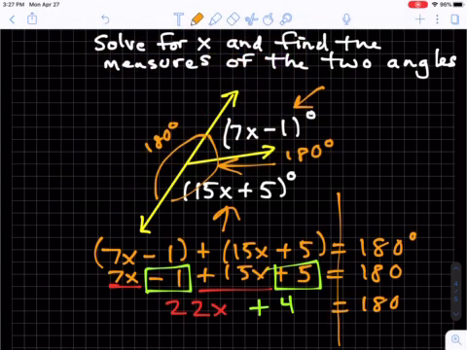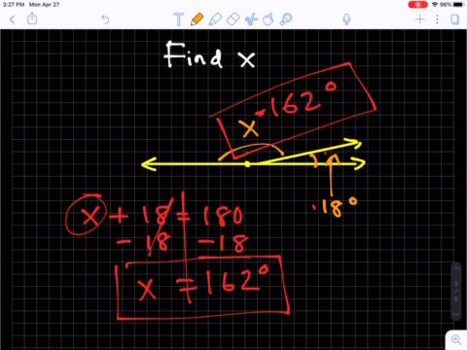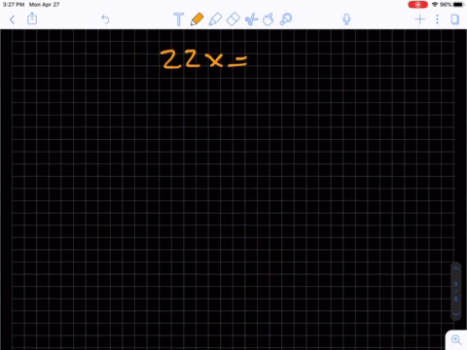This is a multi-step problem here. So we're going to now subtract 4 from both sides. We're going to just stick with orange from here on out. And that's going to give me 176. That's a really bad looking 6. 176 is equal to 22x. And then at that point, let's bring that over here. We got 22x equals 176.